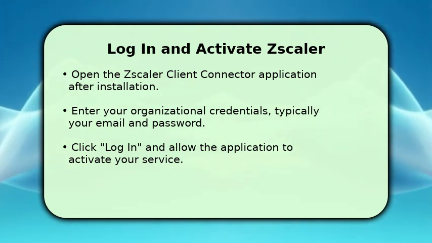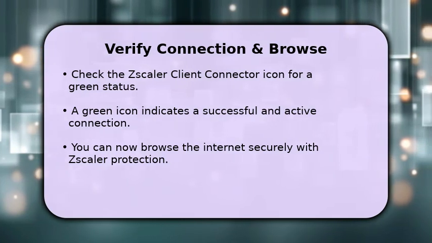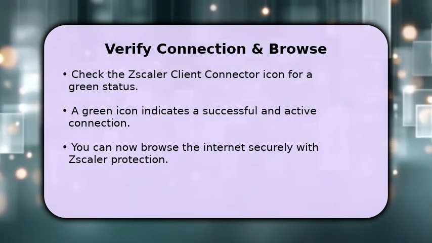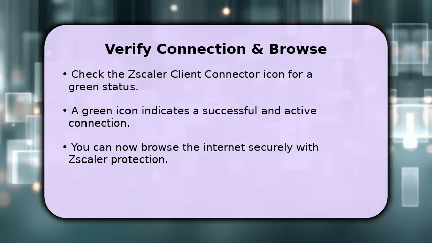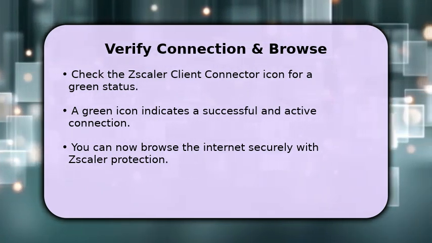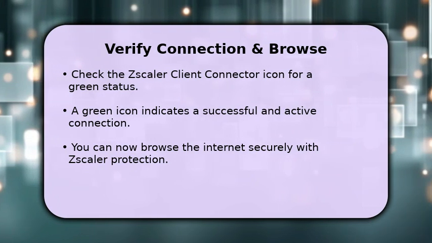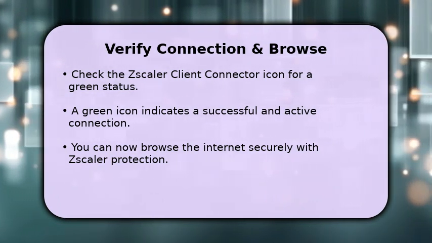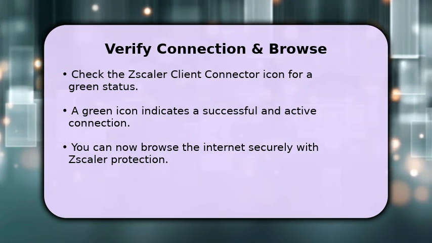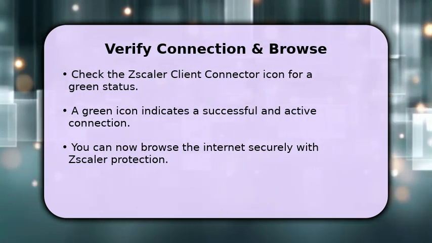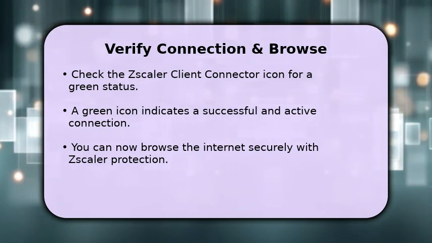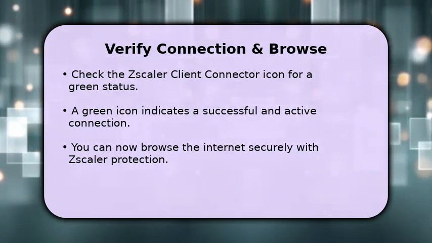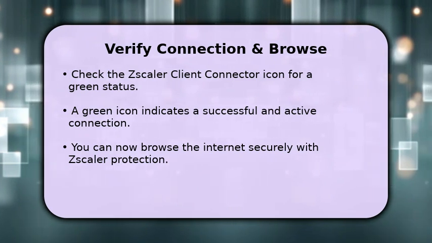To confirm your connection, look for the Zscaler Client Connector icon in your system tray or menu bar. A green icon signifies that you are successfully connected and protected by Zscaler. If the icon is yellow or red, there might be an issue, and you should check your network or contact support. With a green status, you can now browse the internet securely, knowing your traffic is being inspected and protected.